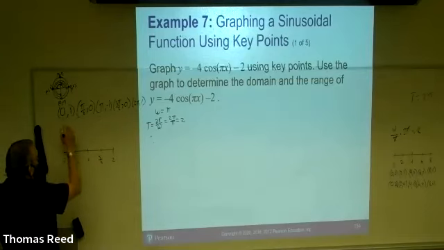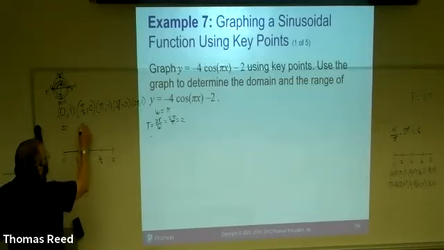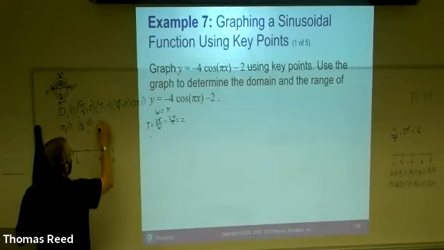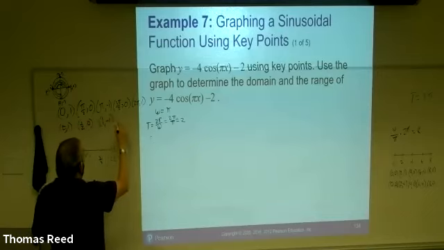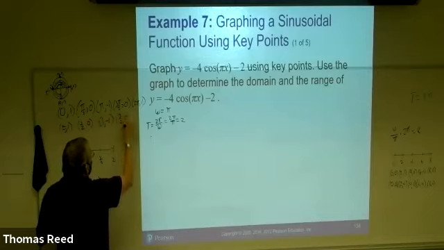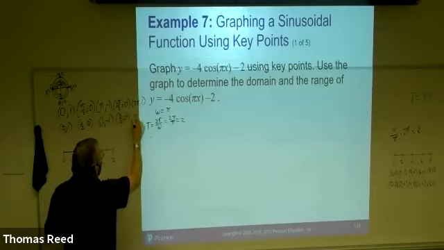So now this is 0. This is 1/2, 0. 0, 1, 1/2, 0, 1, -1. What is it? 3/2, 0, and 2, 1.